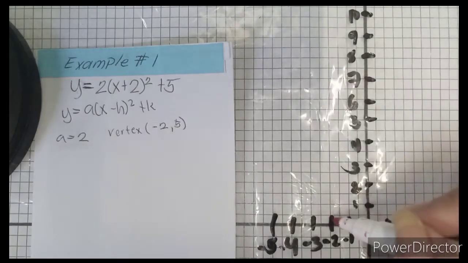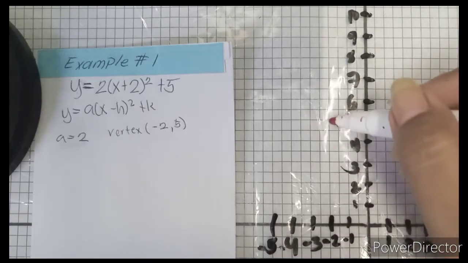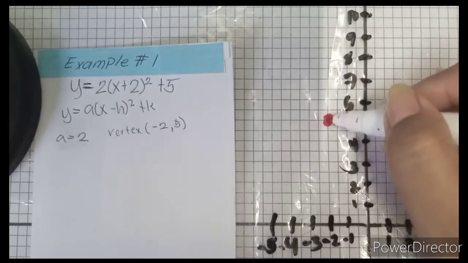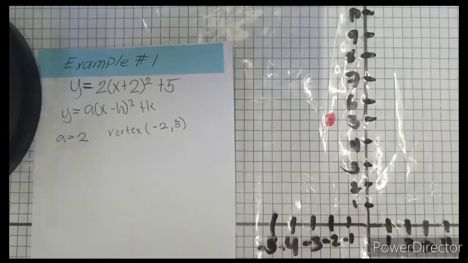So, we have negative 2 and positive 5. So, our vertex is here. Okay, so we already plot the points. Now, ano yung trabaho ni a? So, si a, it will tell you kung ang iyong parabola ay open upwards or downwards. Kung ang a mo ay positive, ang parabola mo is going upwards or opening upwards. Pag ang a mo ay negative, your parabola is opening downwards.